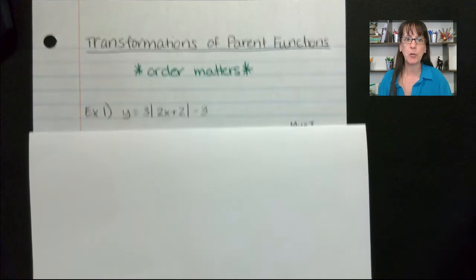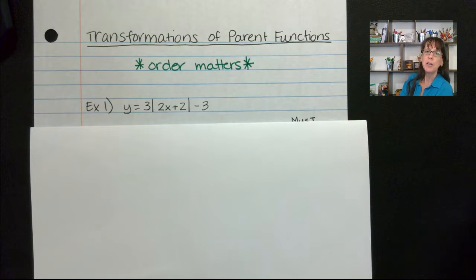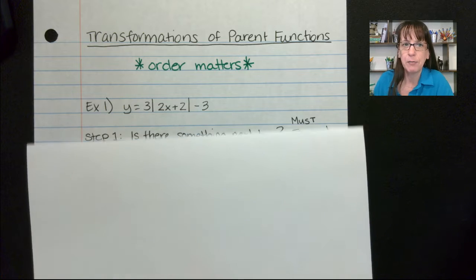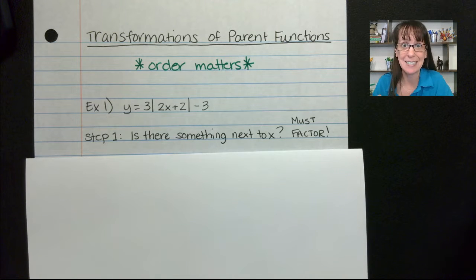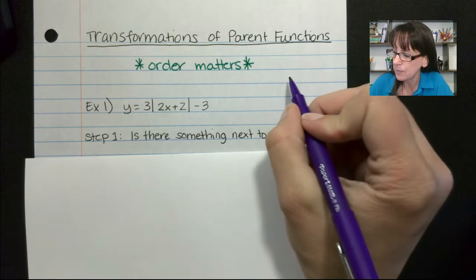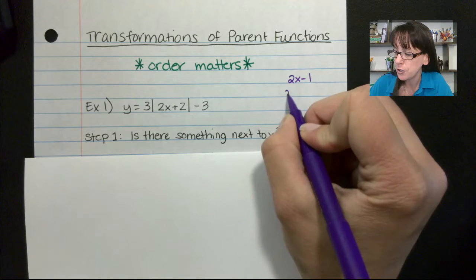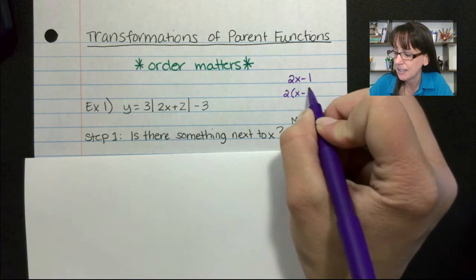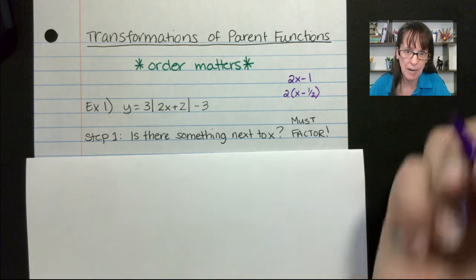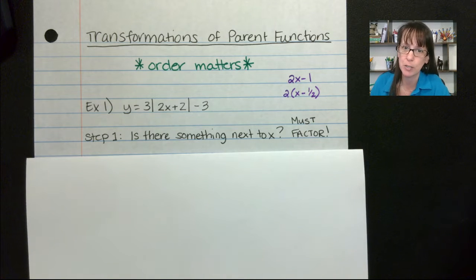We have y equals 3, absolute value 2x plus 2. Close your absolute value and then minus 3. Now, the first thing you have to ask yourself, is there something next to x? Are you multiplying your x by something? If you are, you absolutely must factor it, even if it's weird. Like if you have 2x minus 1, you would still have to factor out a 2, making this x minus 1/2. Now, normally we don't factor if we're going to get a fraction, but you do have to do it when you're doing these.